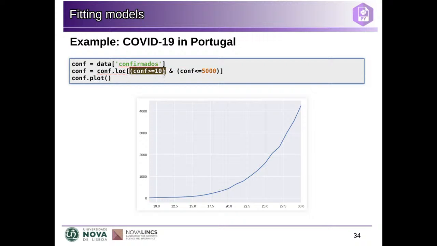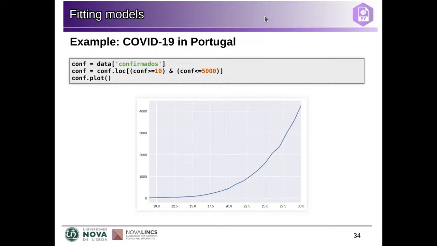This first one is a comparison between the number of confirmed subjects and 10. So it's true for all those that are greater or equal to 10. And this one is true for all those that are smaller or equal to 5,000. When we do the conjunction of these two, we get only those that are between 10 and 5,000. So this will extract from our data the column that we want and the values that we want in this range. Okay, so now if we plot this, we see that we have a fairly good exponential growth in this first stage, and we can now try to fit an exponential curve.